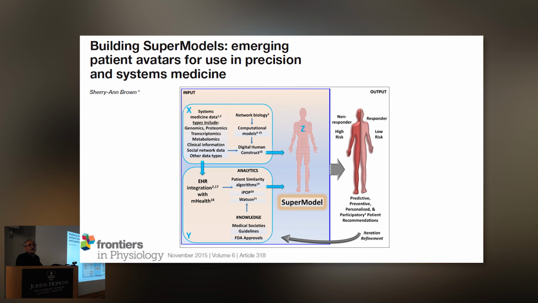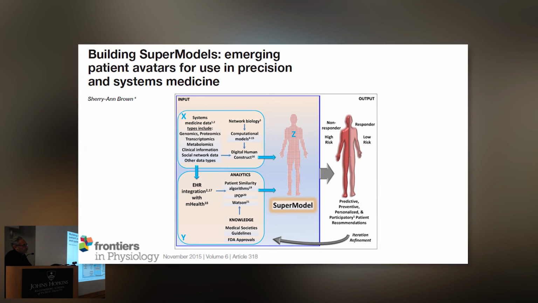So that for each individual in the future, for you and each and every one of us, there may be a system avatar, a mathematical model, that would predict what would happen if we changed our diet in this way and that way, in health and disease.